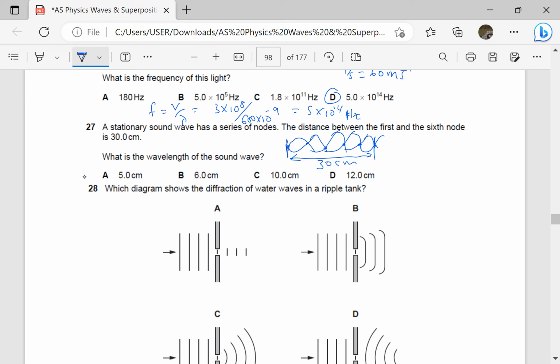Remember, the distance between two successive nodes is half a wavelength. So we have a wavelength, two wavelengths and a half. So 2.5 wavelengths equals 30 centimeters. So 2.5 is 5 over 2, lambda is equal to 30, which means lambda is equal to 30 times 2 divided by 5. So that is 6 times 2, which is going to give us 12 centimeters. So the answer is going to be D.